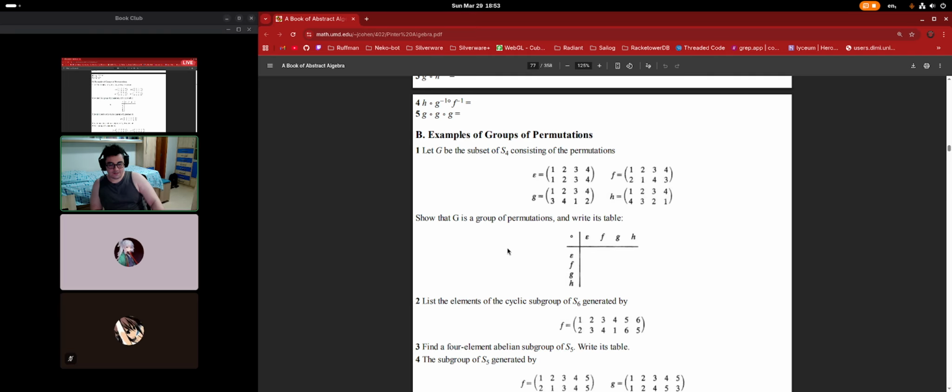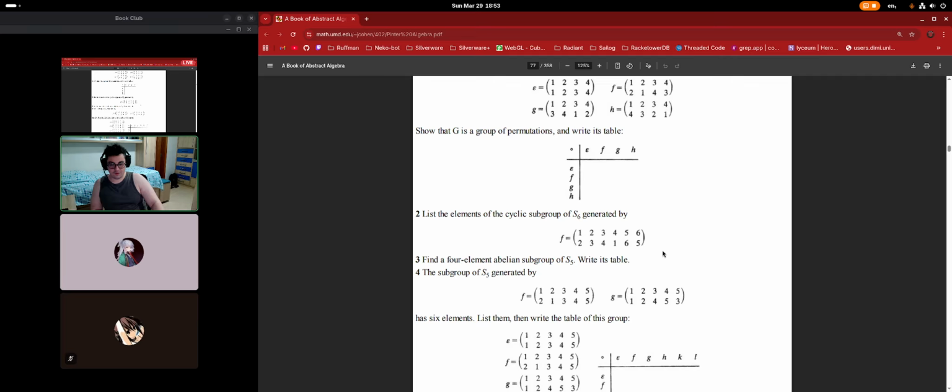Exercise B. Examples of groups of permutations. So in this one, you just have to write the table. This is just a manual process, and there's nothing really too much about it. And list out the elements of the cyclic subgroup. I forgot what is the definition of cyclic. Is that the one that has a generator? Cyclic, yeah. If you have only one generator, that means you only use that, its inverse, and you can derive the identity, right? Then you need to generate all of the possible elements from that.